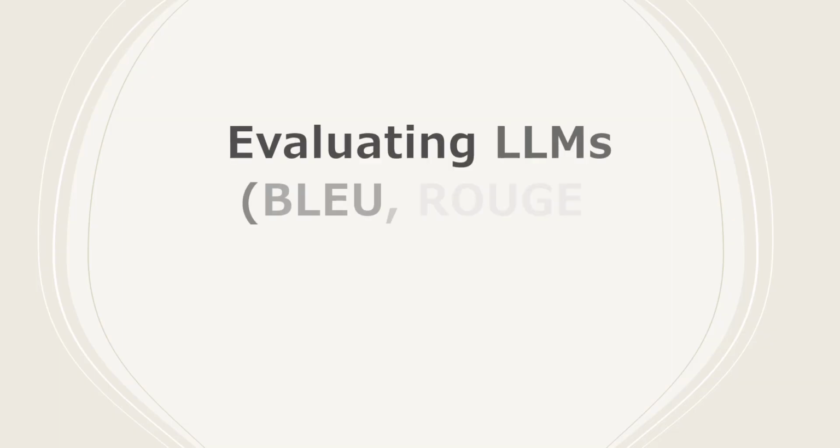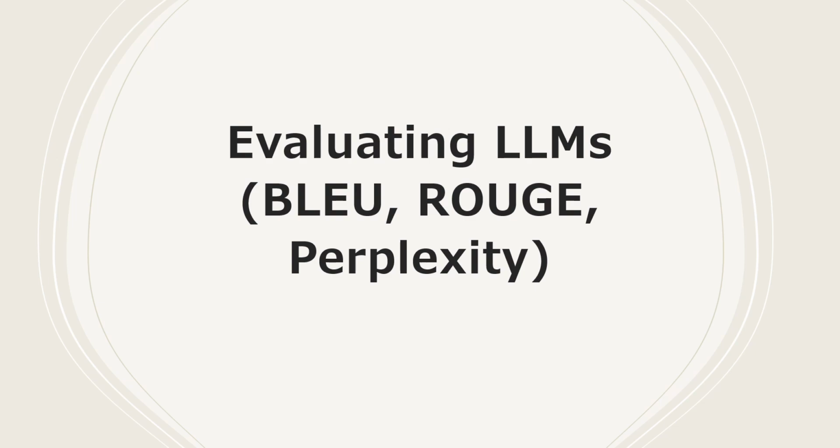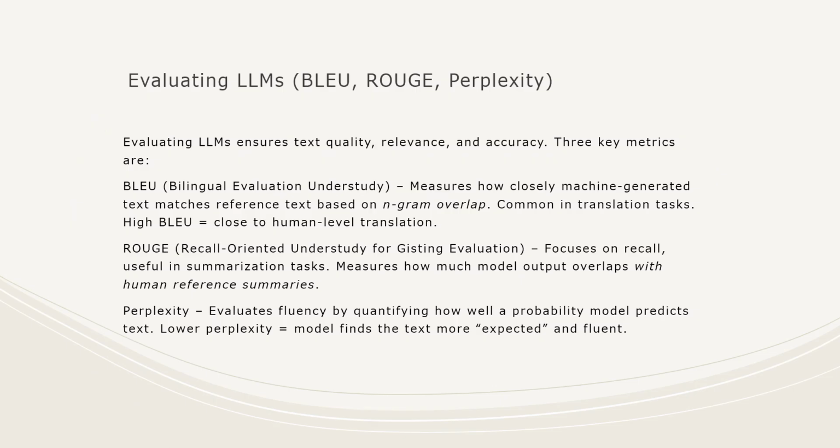What is evaluating LLMs? It ensures text quality, relevance, and accuracy. There are three key metrics. One is BLEU, the Bilingual Evaluation Understudy. It measures how closely machine-generated text matches reference text based on n-gram overlaps. It is common in translation tasks. High BLEU equals closeness to human-level translation.